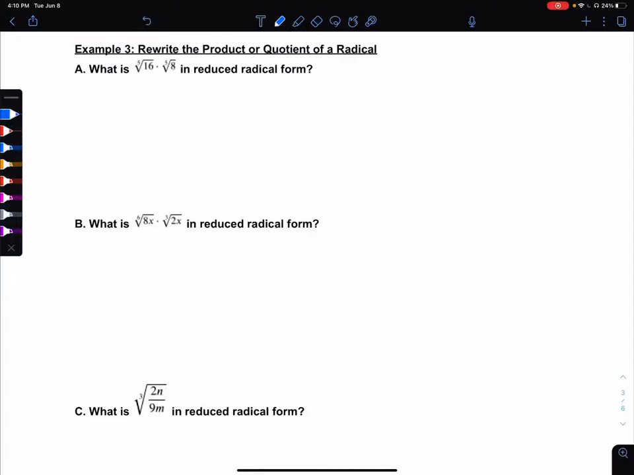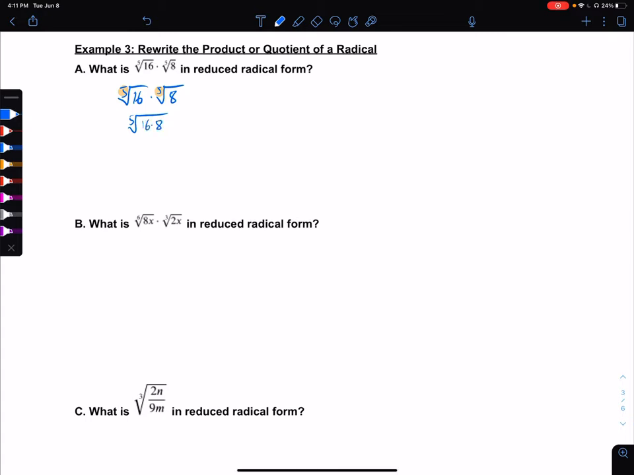Here we're going to look at example 3, where we rewrite the product or quotient of a radical. In part A, what is the fifth root of 16 times the fifth root of 8 in reduced radical form? So let's just rewrite these. What's going on here is we have an index of 5 and an index of 5. So that tells me we are allowed to combine these pretty easily, and all we need to do is take the fifth root of 16 times 8.